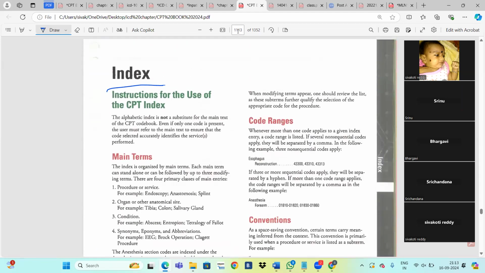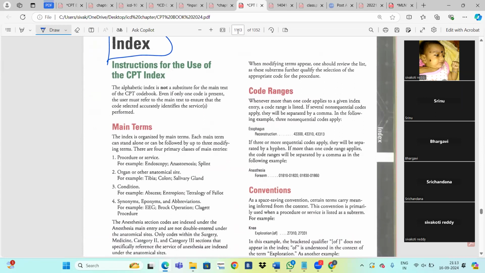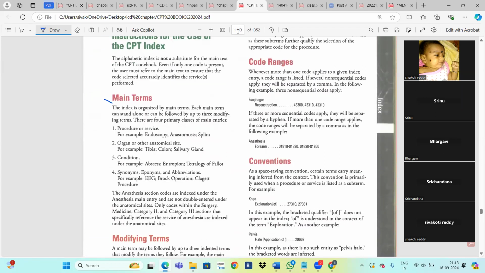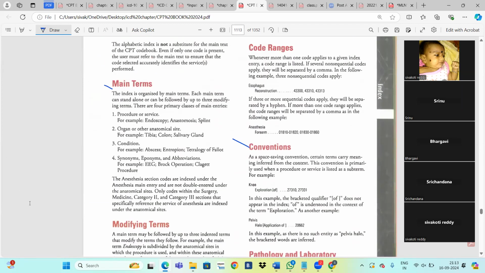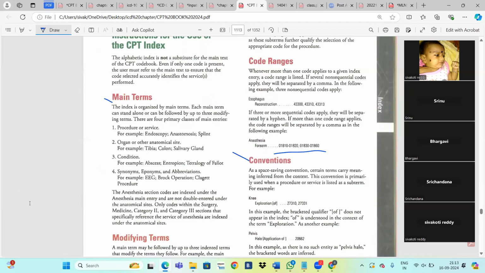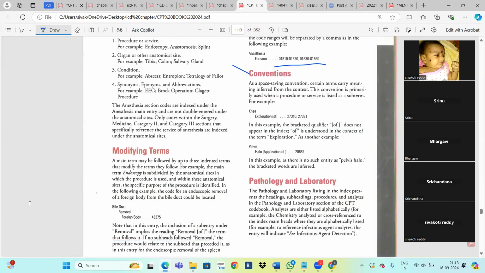This is the CPT index. From here it will be start. Okay. So how to use CPT index? They given some guidelines here. Main terms, conventions. So how, if they mention like this, means how to select. Okay.